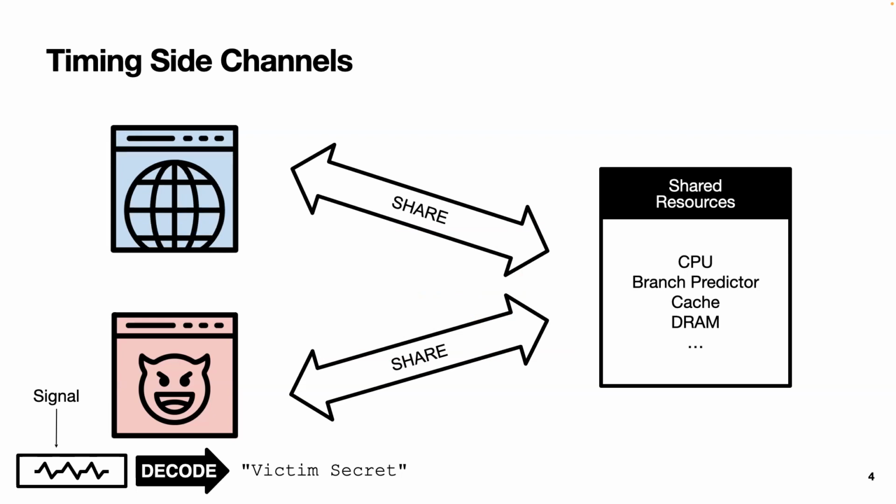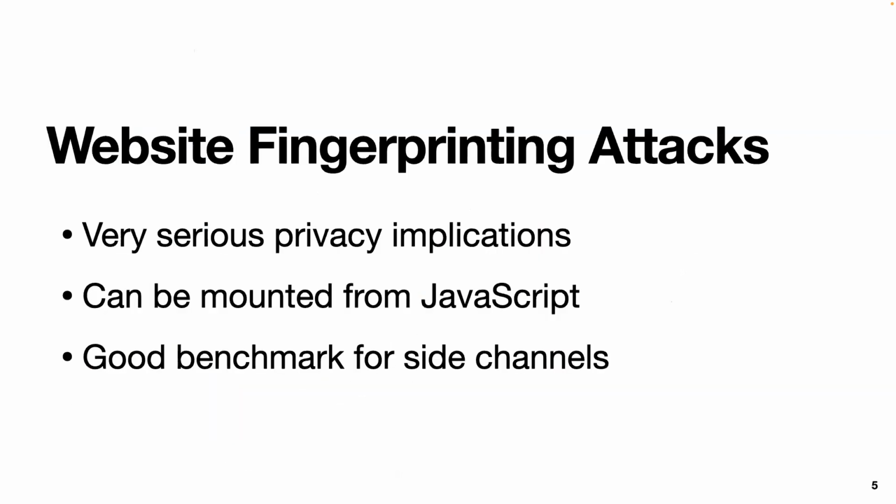So let me tell you more about why fingerprinting attacks are so powerful. As I just said, the goal of website fingerprinting attacks is to leak sensitive information about a victim by spying on their web browsing activity. These attacks are very dangerous because they can leak a lot of private information about the user. Think about all the websites you visited in the last 24 hours. It might tell a lot of information about you, like your religion or your political inclination.